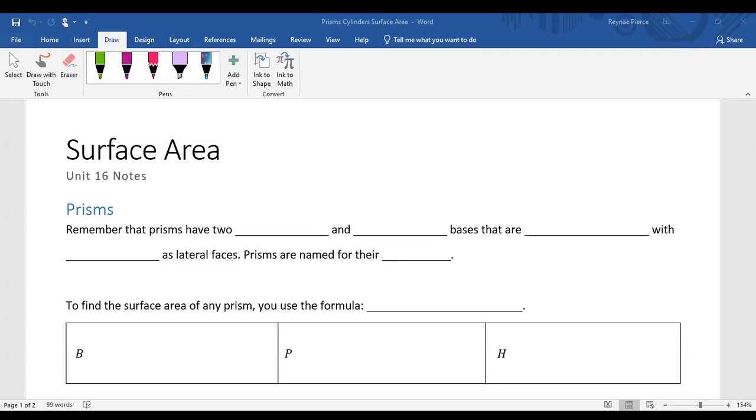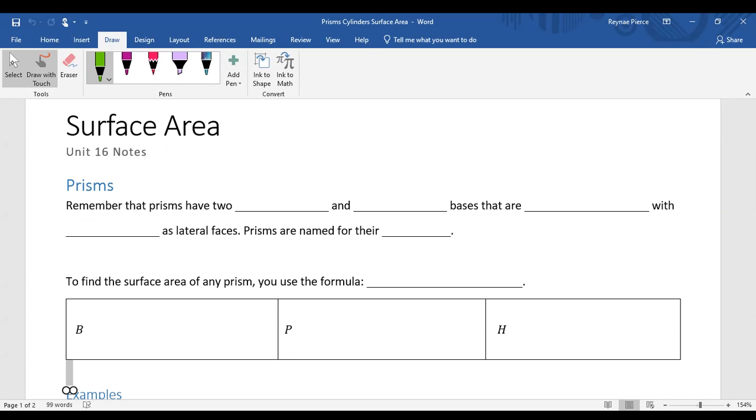All right, this set of virtual notes, we're going to talk specifically about surface area of prisms and cylinders, okay? Remember that prisms have two parallel and congruent bases, okay? Those bases are polygons. And the lateral faces are parallelograms.